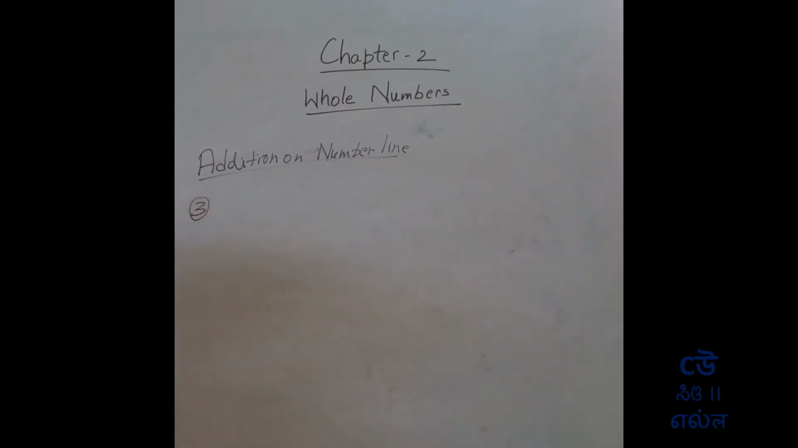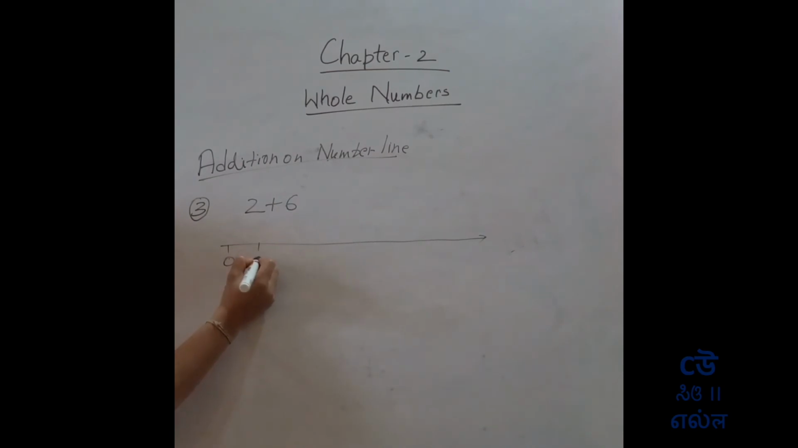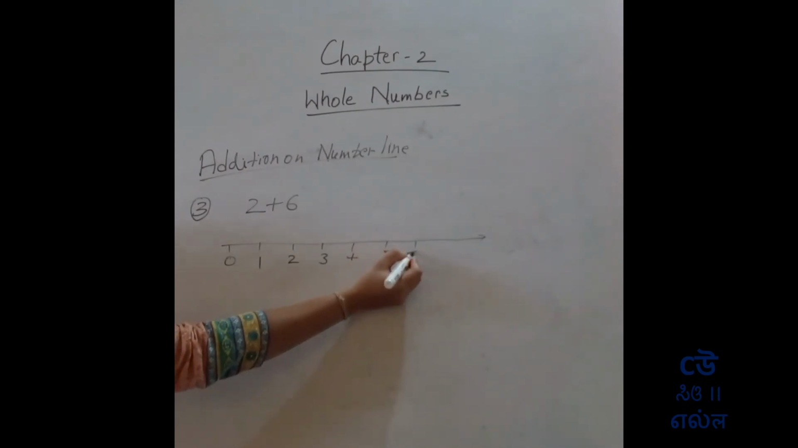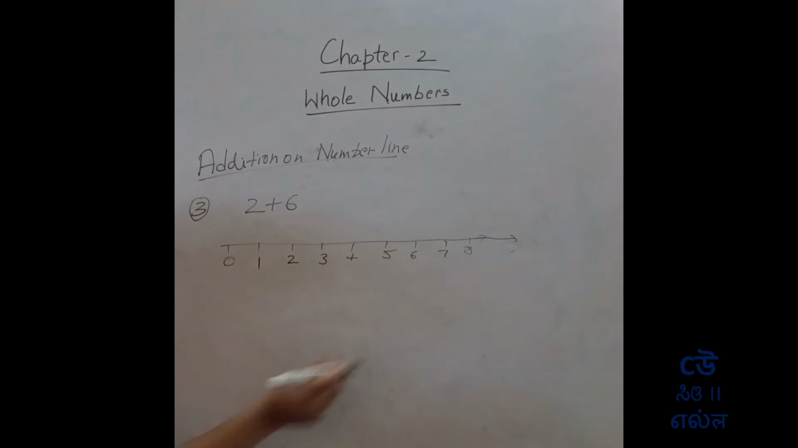Third one, 2 plus 6. Okay. First you will draw a number line. 0, 1, 2, 3, 4, 5, 6, 7, 8, and it goes on. Okay.